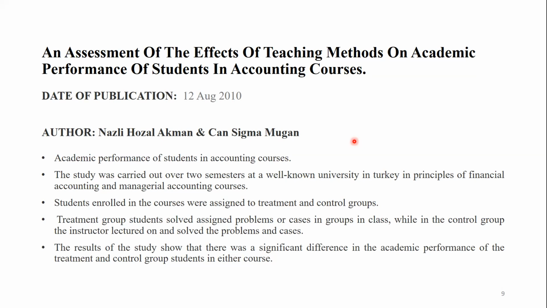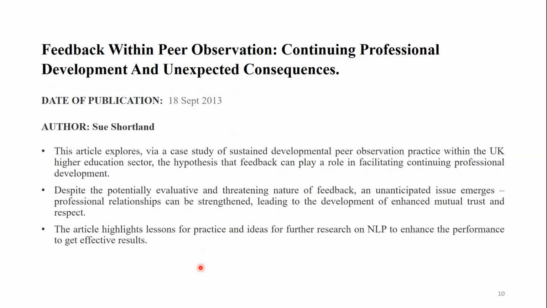So there was a significant difference in the academic performance of the treatment group and the control group in either course. So this is another review of literature. We can see the peer observation and continuing professional development and unexpected consequences.